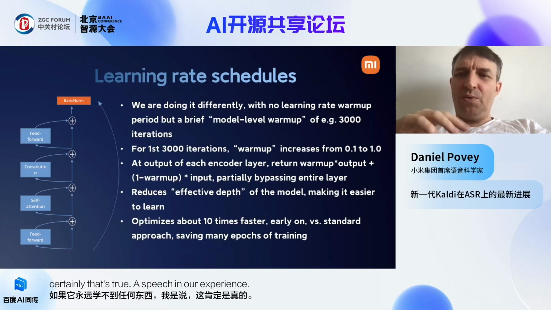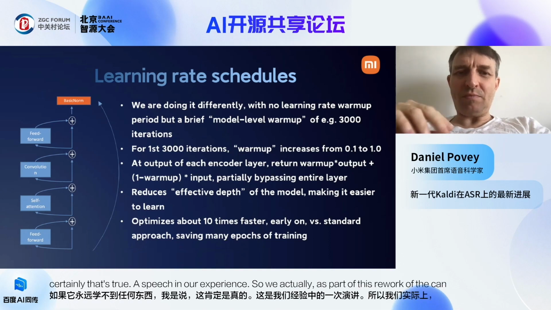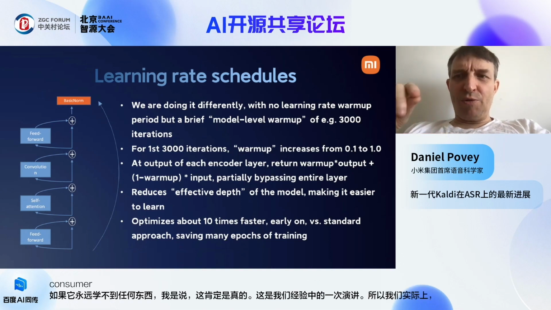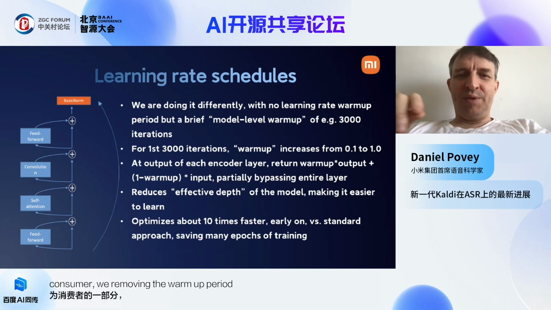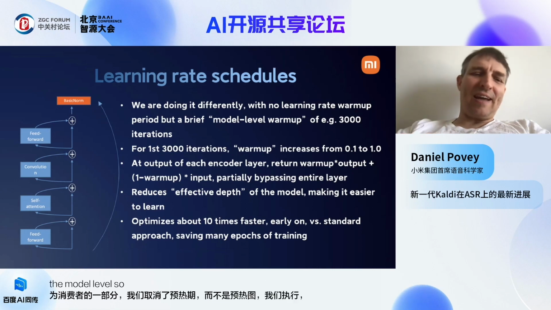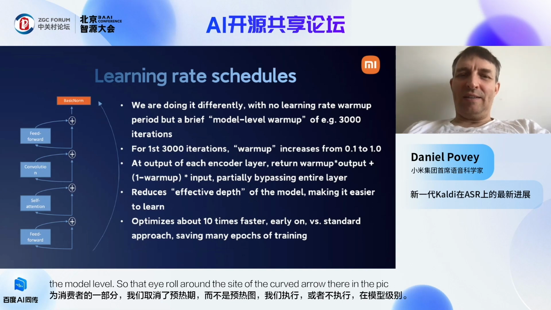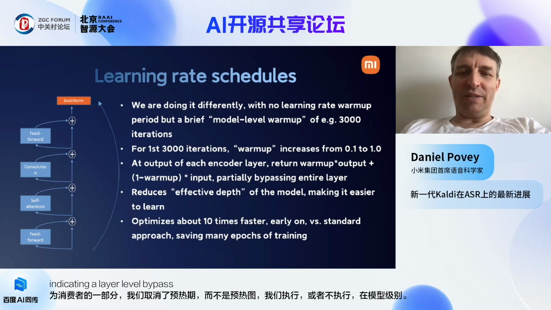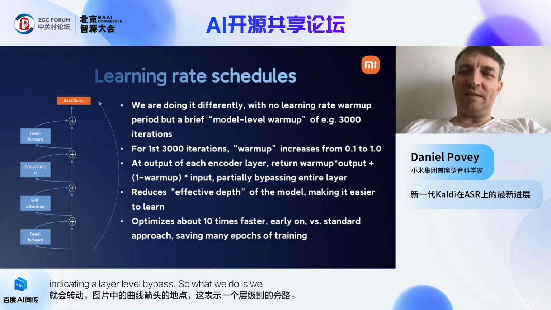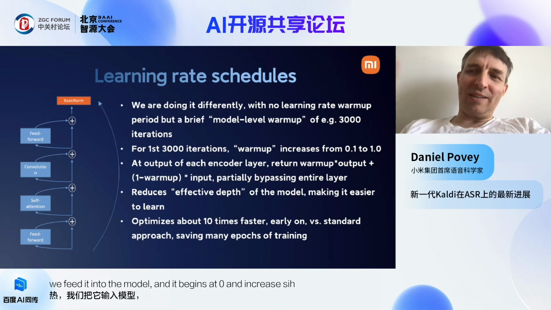So as part of this rework of the Conformer, we're removing the warm-up period. And instead of warm-up in the learning rate, we implement warm-up at the model level. So that curved arrow there in the picture indicates a layer-level bypass. So what we do is we have this constant called warm-up that we feed into the model, and it begins at 0 and increases to 1, and then it stays at 1.